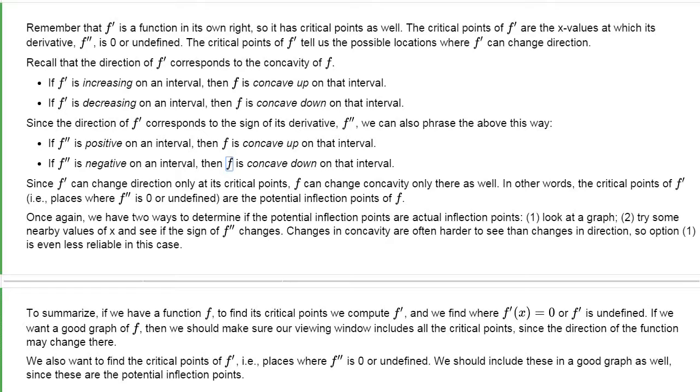You have to play with your viewing window sometimes to see the change in the bend from concave up to concave down. So option 2 is what we're going to do again. We're going to plug in some nearby x values into f double prime and see if there's an actual sign change at that x value where f double prime is 0.